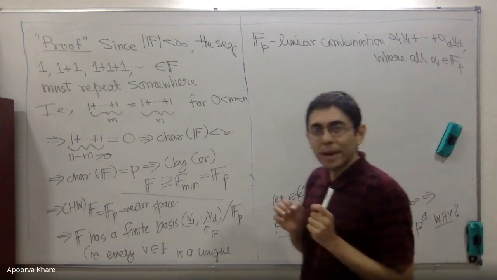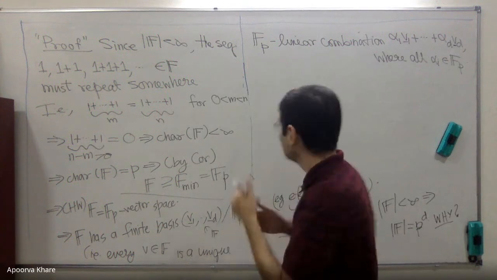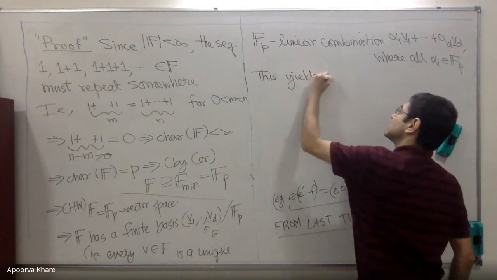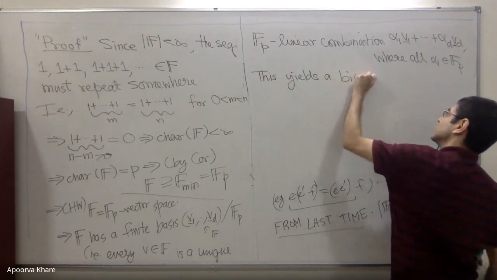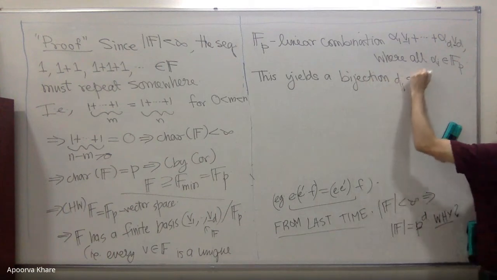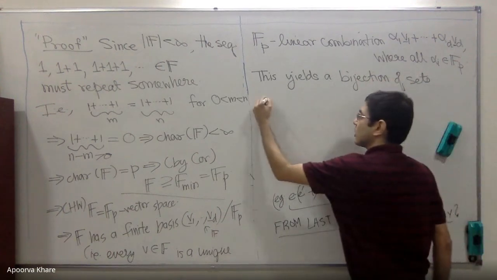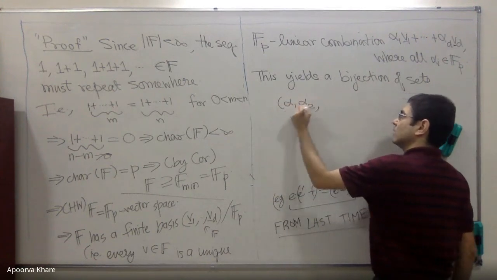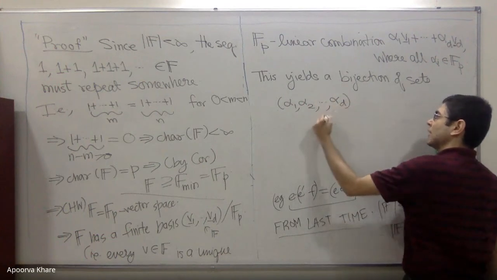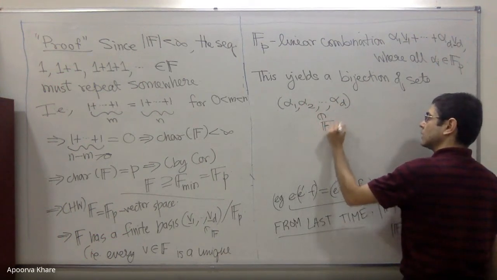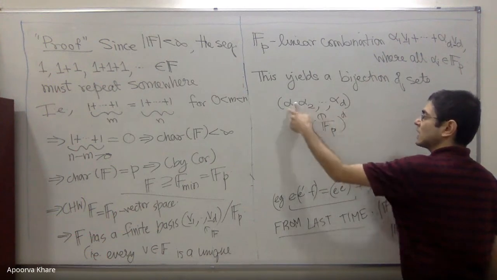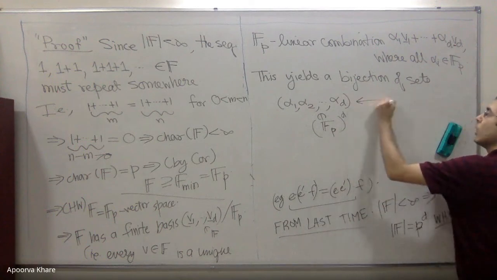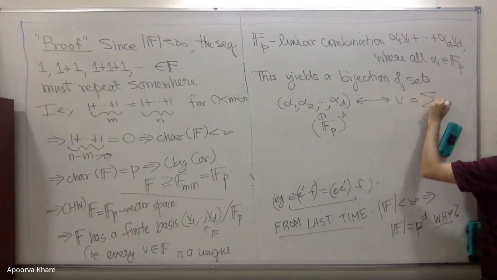But that gives me a bijection of sets. This yields a bijection of sets from tuples alpha 1, alpha 2, ..., alpha d in Fp to the d. Because each alpha is in Fp, this tuple is in the d-th power of Fp as a Cartesian product. It is a one-to-one correspondence with v, which is the summation of alpha i vi.